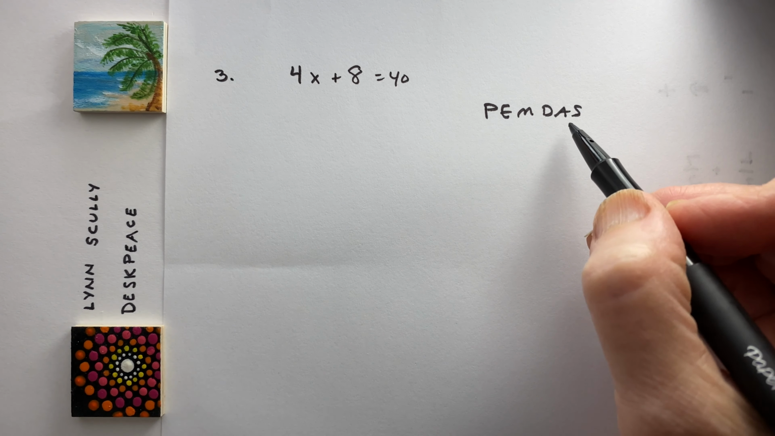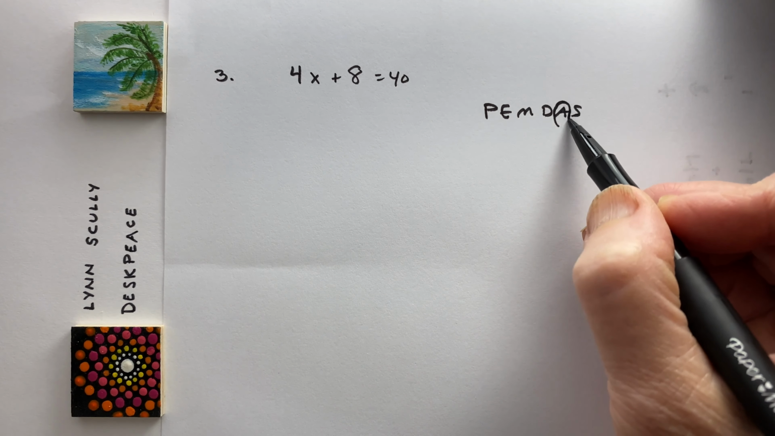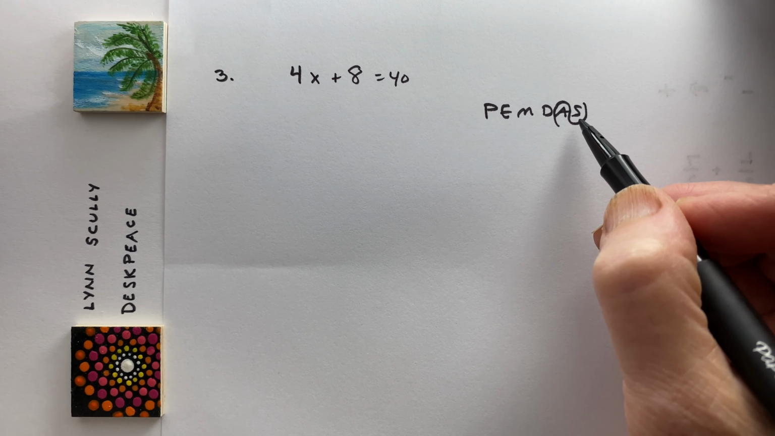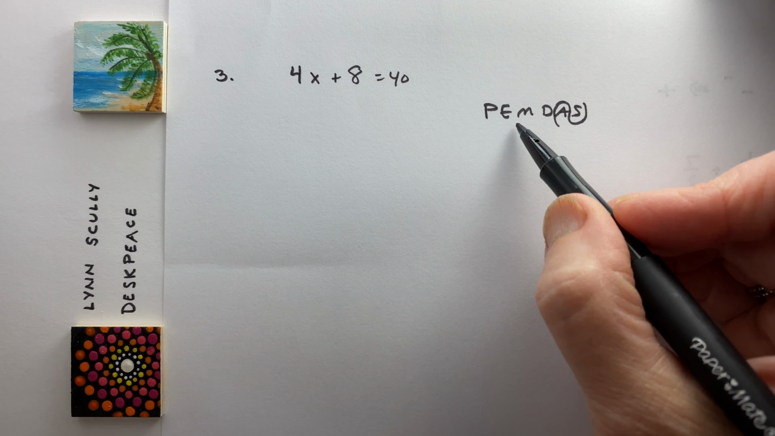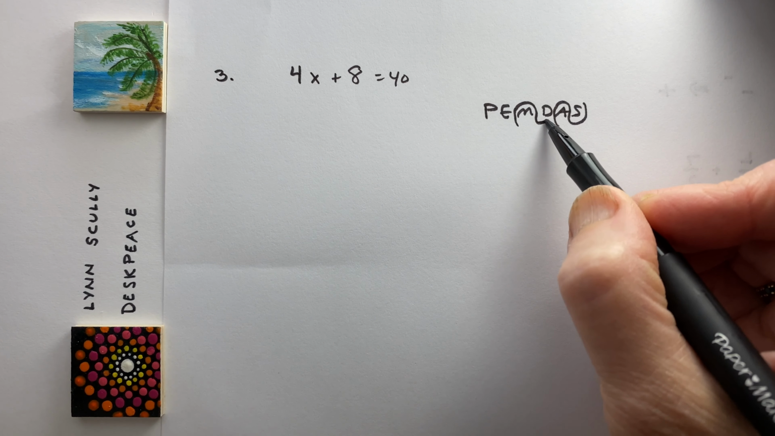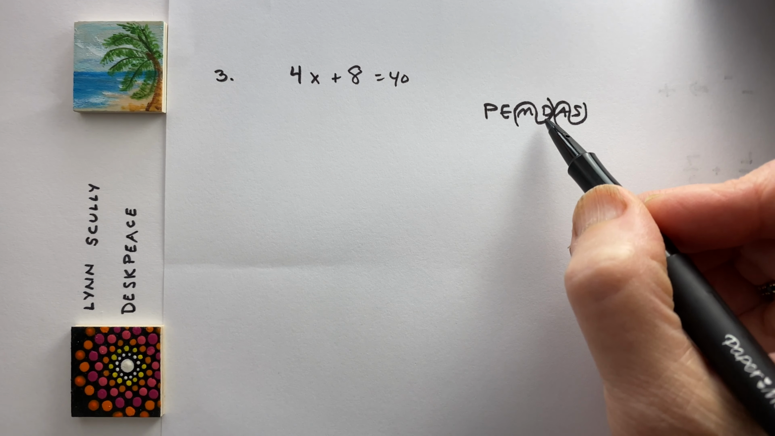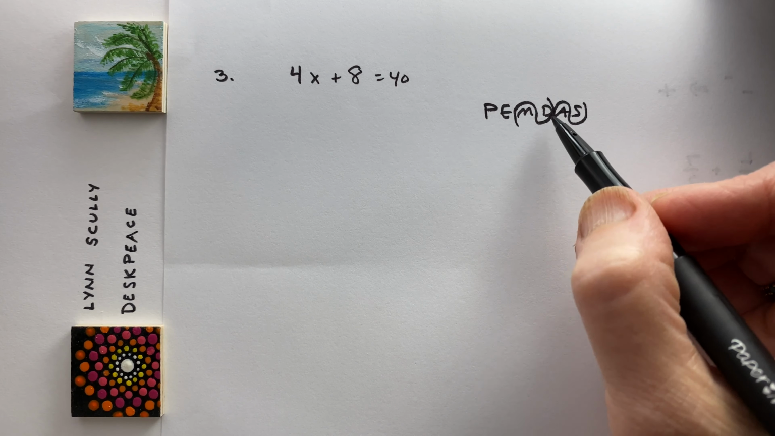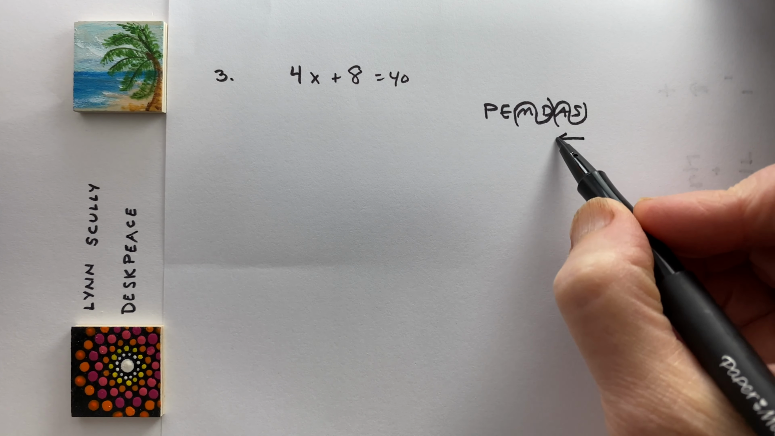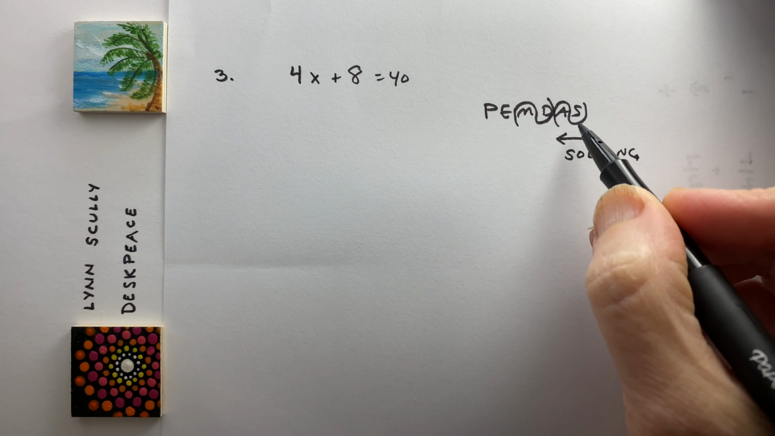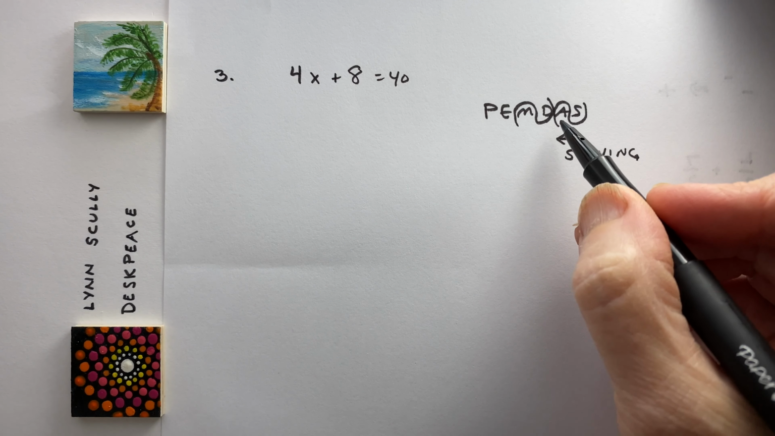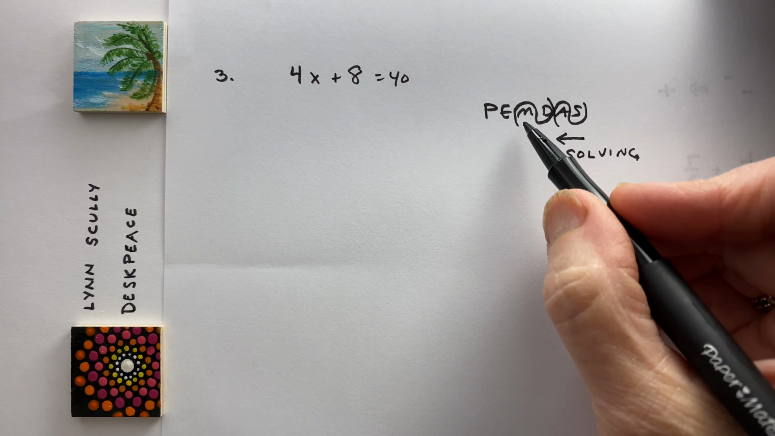To undo something attached by addition, we do its partner action to the other side of the equal sign, subtraction. To undo something attached to our unknown by multiplication, we do division to the other side of our equal sign. And as always, when we're solving, we actually undo PEMDAS. First we undo subtraction, then addition, then division, then multiplication.